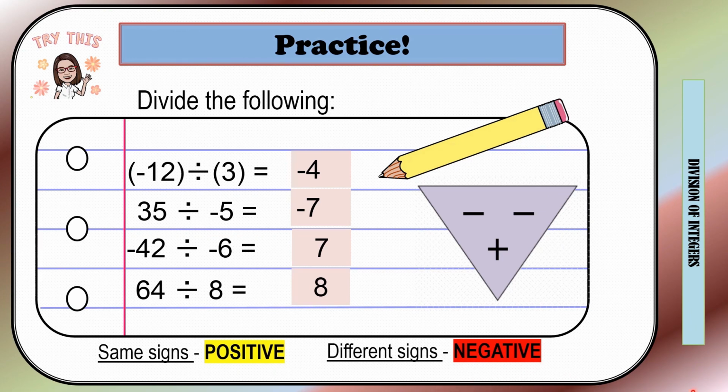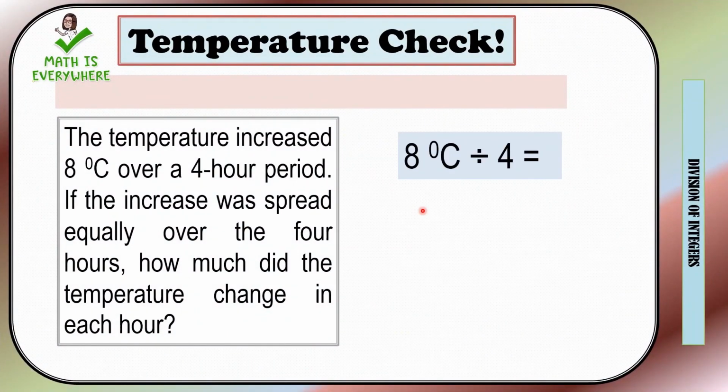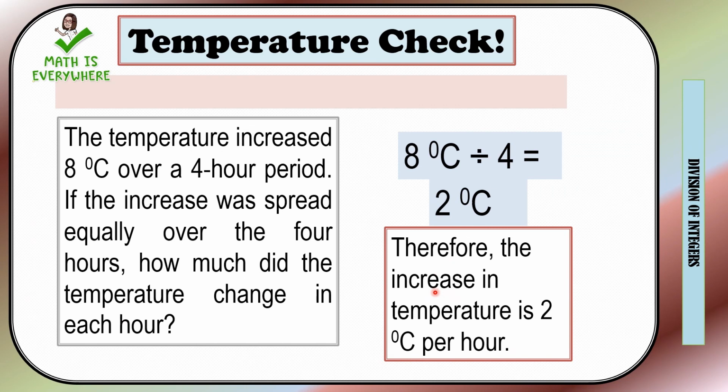Okay, so that's it. This given problem a while ago about temperature check: the temperature increased 8 degrees Celsius over a 4-hour period. If the increase was spread equally over the 4 hours, how much did the temperature change in each hour? So again, we are going to divide. So 8 degrees Celsius, divide it by 4. They are both positive, therefore you have positive 2 degrees Celsius. That is, the increase in temperature is 2 degrees Celsius per hour.